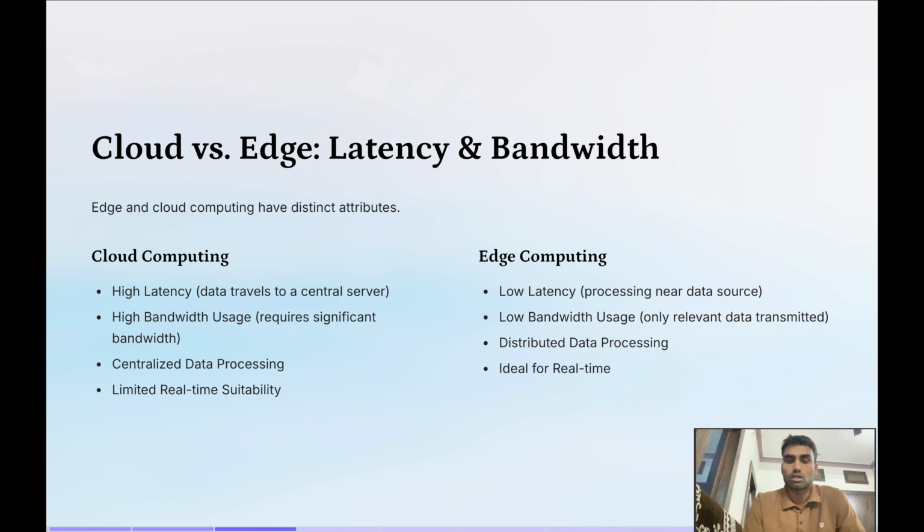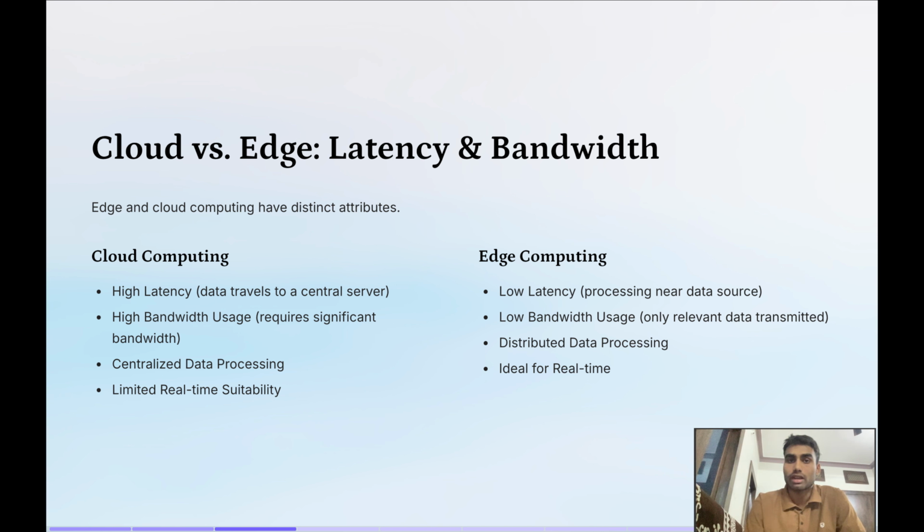Now, high bandwidth usage, which requires significant bandwidth. Of course, cloud is going to require significant bandwidth, because it sends a bulk of data to the centralized server for processing, which increases the bandwidth. And low bandwidth usage: in edge, the data is processed on the edge, and only the complex tasks that cannot be performed on the edge, that data will be sent to the cloud for analysis or for storage.